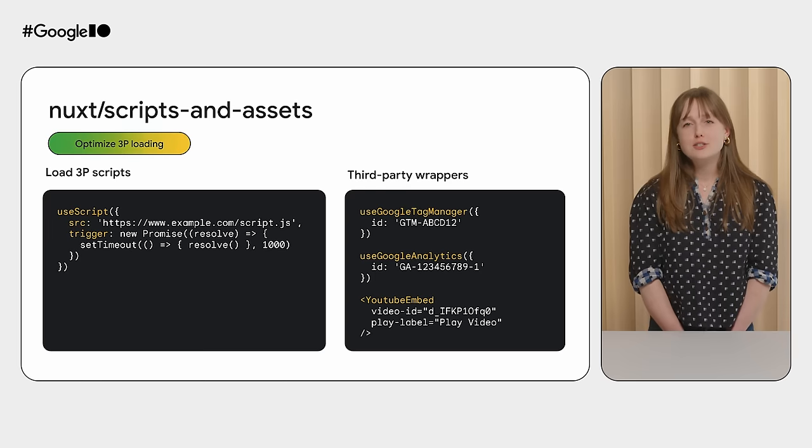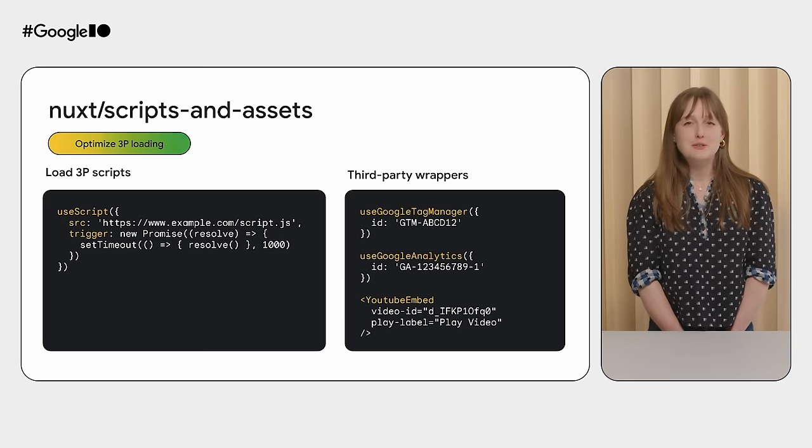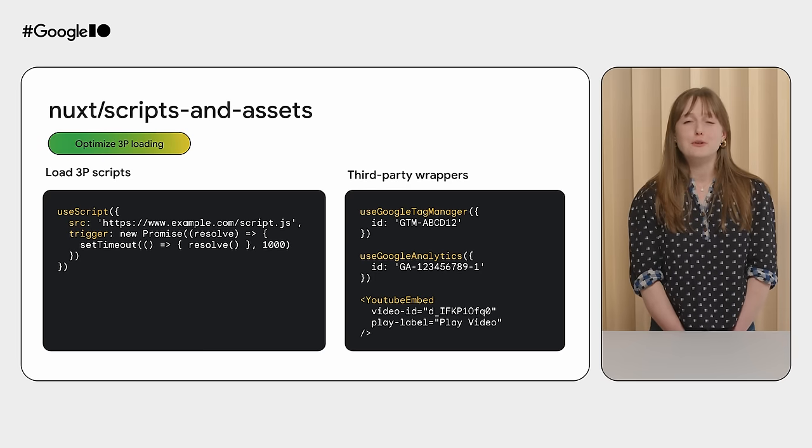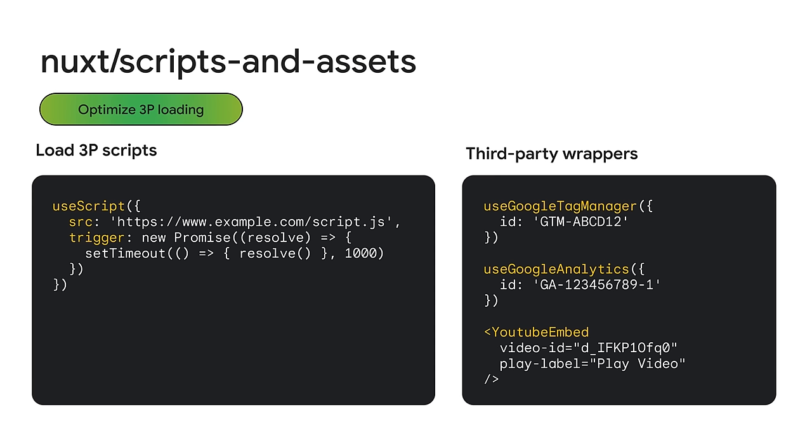Another module that Nuxt has been working on recently is Nuxt Scripts and Assets. Nuxt Scripts and Assets provides a variety of utilities to help you optimally load third-party resources. For example, the useScript composable gives you fine-grained control over how you load a third-party script. However, if you're loading a popular third-party library like Google Analytics or YouTube, you can instead take advantage of the third-party wrapper feature.